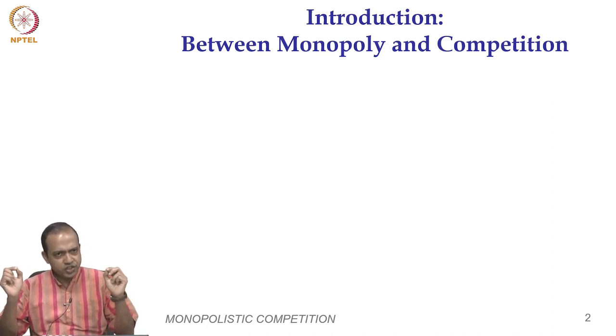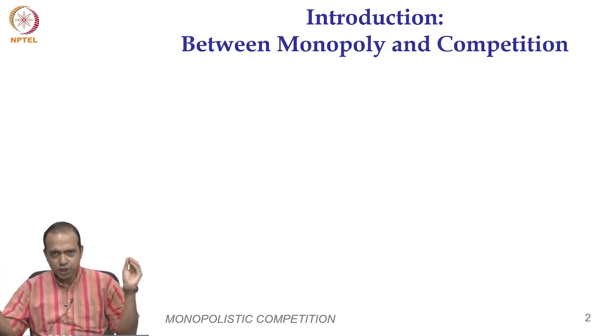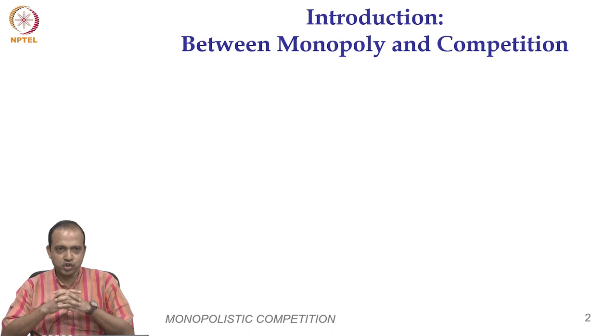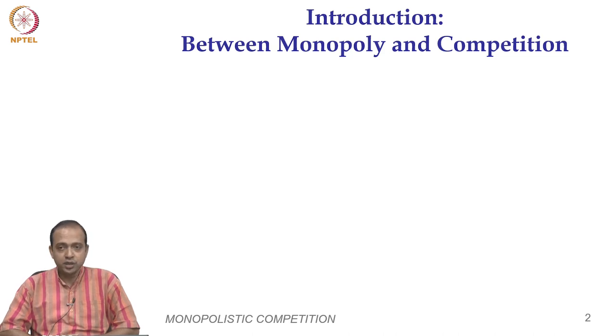So after discussing the two extremes, perfect competition and monopoly, there are two other important market structures in reality, wherein the number of sellers is not as low as in monopoly and not as large as in a competitive market. These two market structures are actually the most prevalent in reality. That is why in today's discussion, we will be discussing one such market structure, which is called the monopolistically competitive market, which lies in between monopoly and competition.